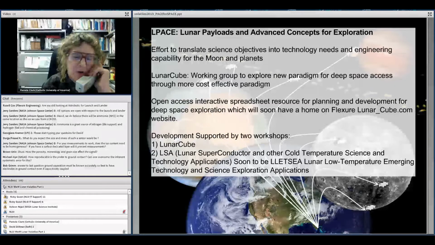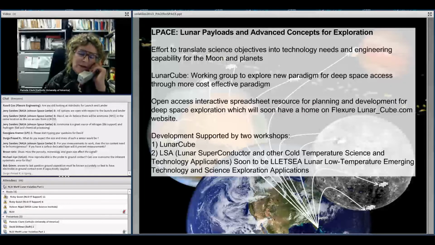Just to give a little bit more description, this started as an effort to translate science objectives into technology needs and engineering capability for the moon and planets, specifically in support of Project Constellation. And it's become a very important part of work that I've been involved with, along with Flexure Engineering and a number of other collaborators, which involves a working group which is exploring new paradigms for deep space access at much lower cost, but without in any way reducing science productivity or effectiveness.